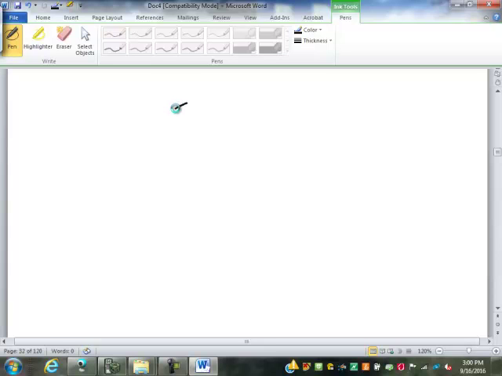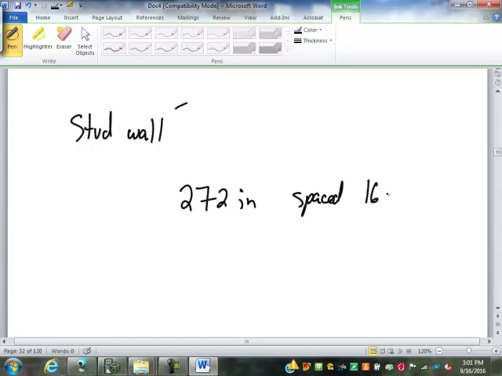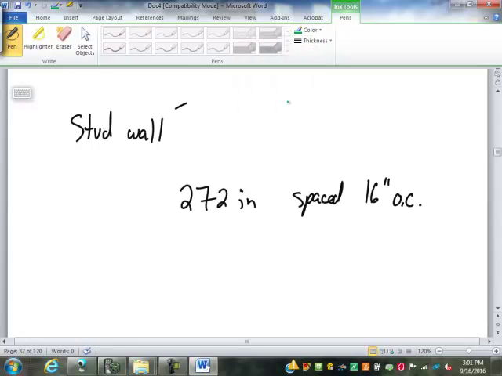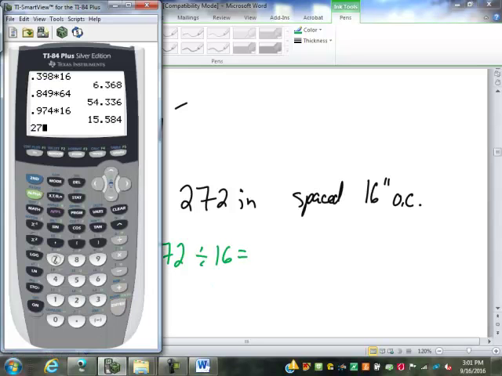It's looking at if we have a stud wall. And let's say we have a stud wall that is 272 inches long. And the studs are spaced 16 inches on center. OC stands for on center. So we need to ask, how many studs are we going to put in that wall? And most of you correctly started out 272 divided by 16, which is 17. Good.